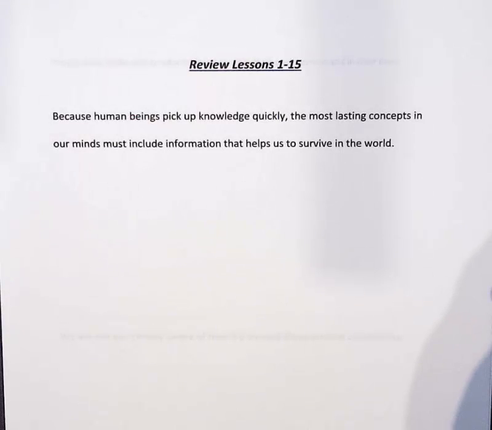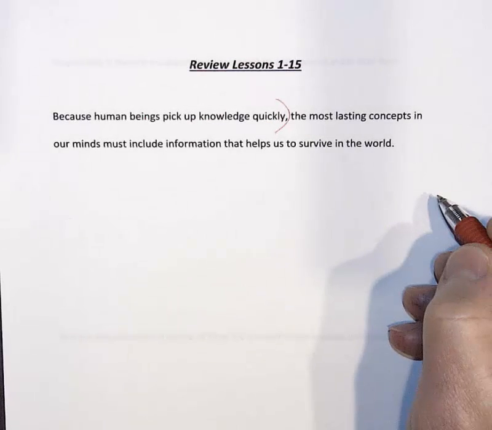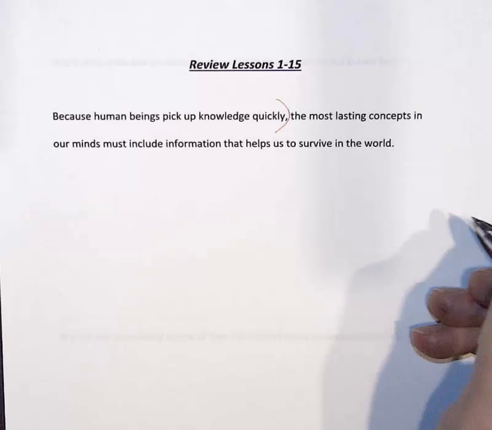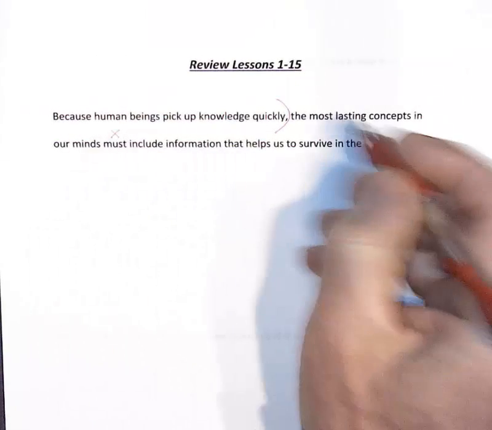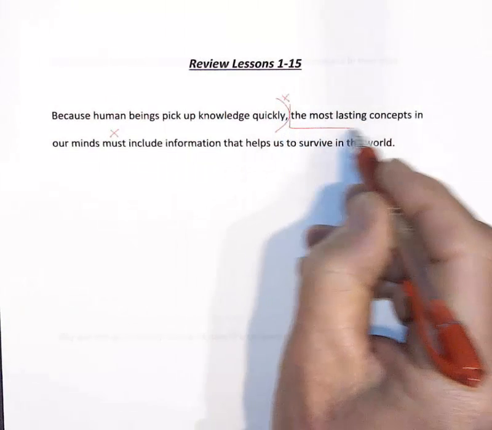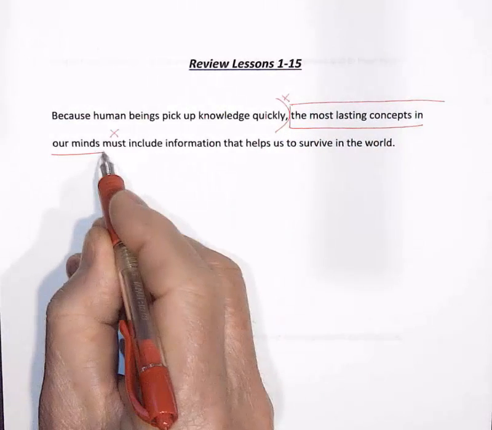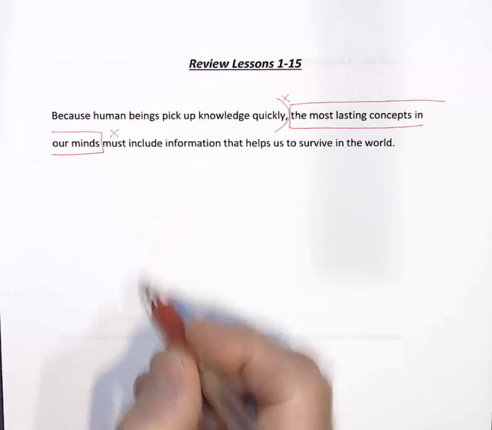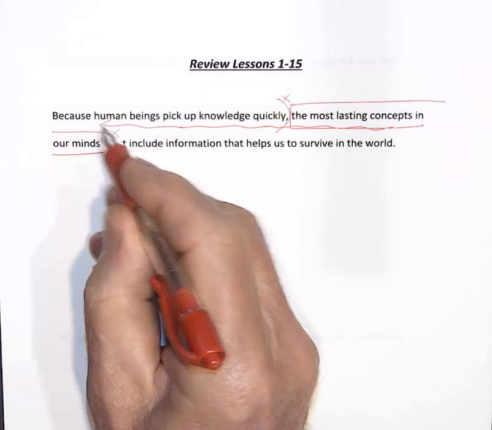Because human beings pick up knowledge quickly, shifter, the most lasting concepts in our minds must include information that helps us to survive. So the X word is must. Must, the most lasting concepts in our minds, is the subject. And everything left is the predicate.